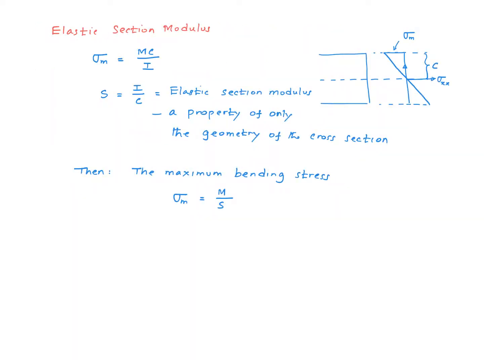I want to introduce one other terminology here. In the earlier slide we saw that the maximum stress, either compressive or tensile, occurs at the outer fiber of the beam. For example, if this distance is c, then we know the maximum stress is given by this equation, sigma m equals Mc over I. And in the expression on the right side, we notice that this part right here, I over c, is simply a property of the cross section. This ratio, I over c equals S, is called the elastic section modulus. The maximum bending stress can then be expressed as M over S instead of Mc over I.